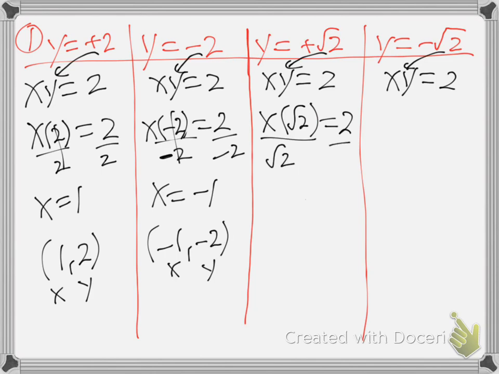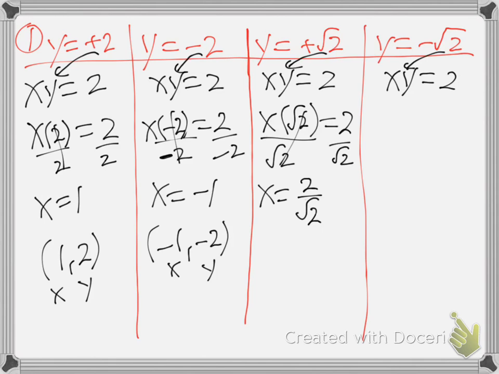Divide by root 2. So x is 2 over root 2. We don't usually leave our answers with a root in the bottom, right? So how do I get rid of that root from the bottom in that x answer there?